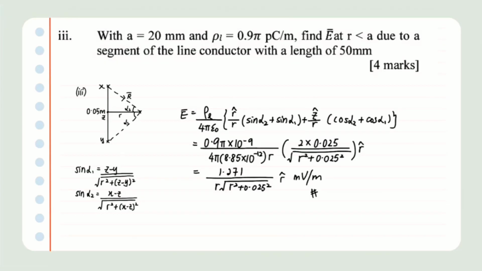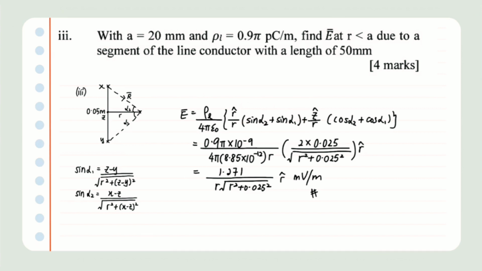So now I will continue to explain part 3. From the question, we know the value of A, the charge density ρL, and also the length of the line conductor. And hence we can draw out this diagram. And R is smaller than A and is perpendicular to the line conductor. Then, to find the electric field due to the straight line charge of finite length, we can use this formula. So now we need to find sine alpha 2 and also sine alpha 1.